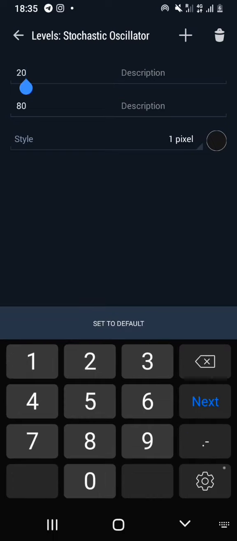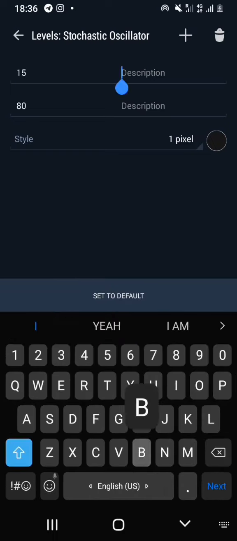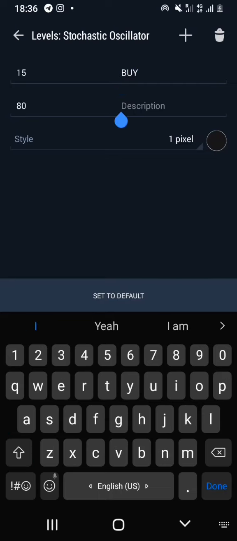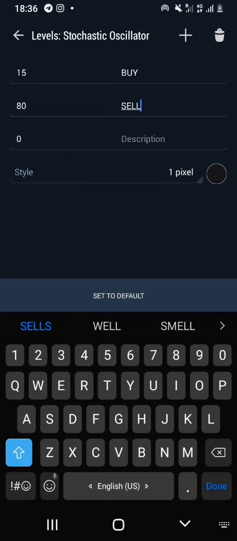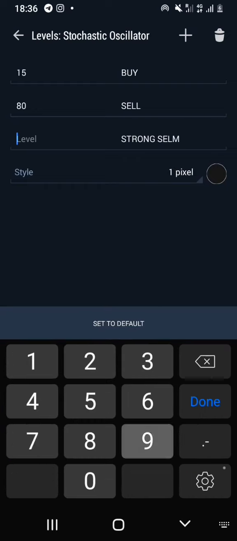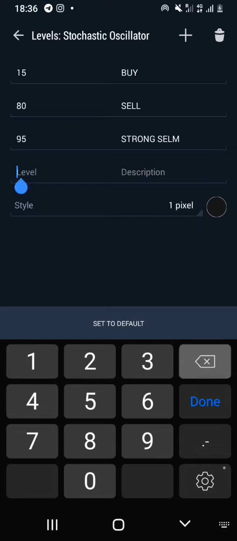Now we're going to set the stochastic levels, making sure that we normally set our 15 as our buy entry, and then we set our 80 as our sell entry signal, and we set 95 as the strong sell signal, and the strong buy signal is going to be set at 9. Once that is set and done, we are basically ready to start firing more trades and see if price will move in our direction.